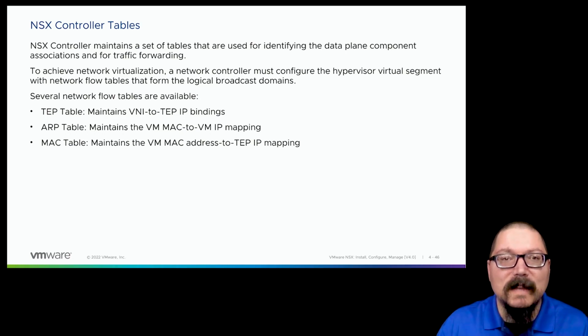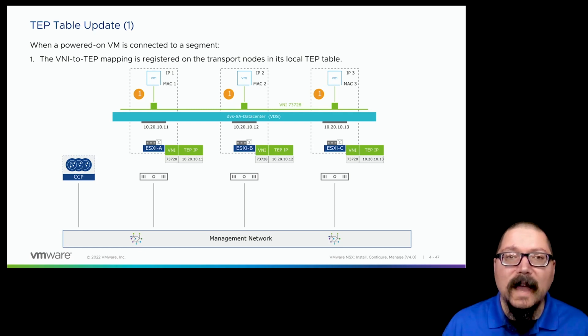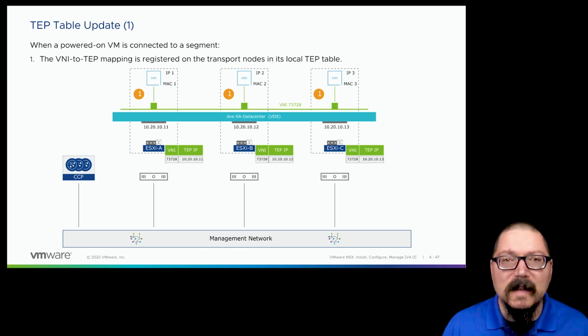We've got these three tables that we're going to show you how NSX builds. And we're going to start with the tunnel endpoint table because that's the first one that's going to come together. This has to come together first so that we can continue on with everything else. And so when I have a segment and that segment doesn't have any workloads on it, there's nothing on a given hypervisor, we don't have a tunnel endpoint table for that hypervisor.